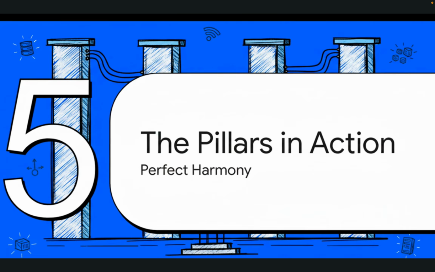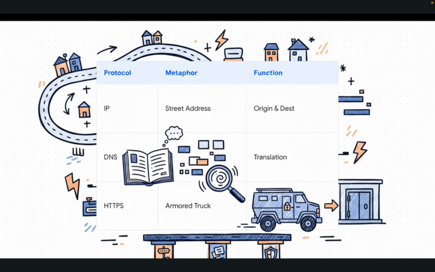Which brings us to our final part, Section 5, the pillars in action. Let's move to and see how this builds together into one cohesive system. IP handles the precise origin and destination, that's your street address. DNS seamlessly translates our human words into computer numbers, that's the phone book. And HTTP or HTTPS ensures the secure data delivery, our armored truck. Without even one of these structural pillars, the modern web literally just collapses. But together, they work in perfect, silent harmony.